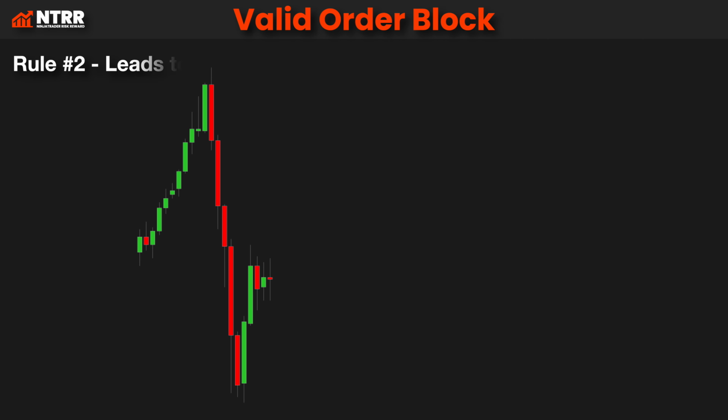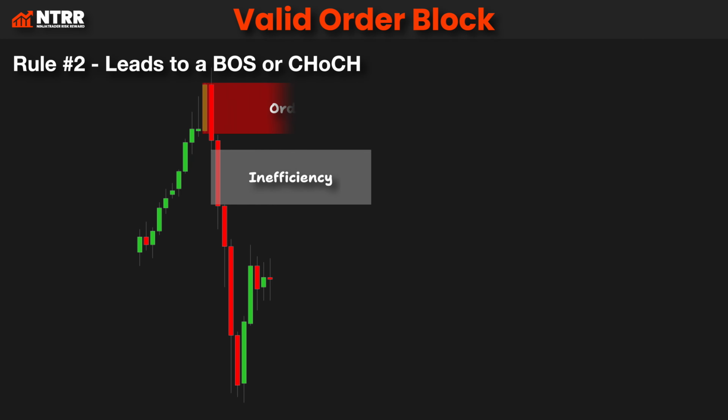Rule number 2, break of structure or change of character. For an order block to be valid, it must lead to a break of structure or a change of character. A break of structure occurs when price surpasses a key level, such as a previous high or low, confirming momentum in a particular direction. In this case, if the overall market direction is bearish, a break and close below this low is referred to as a break of structure, which signals a trend continuation.